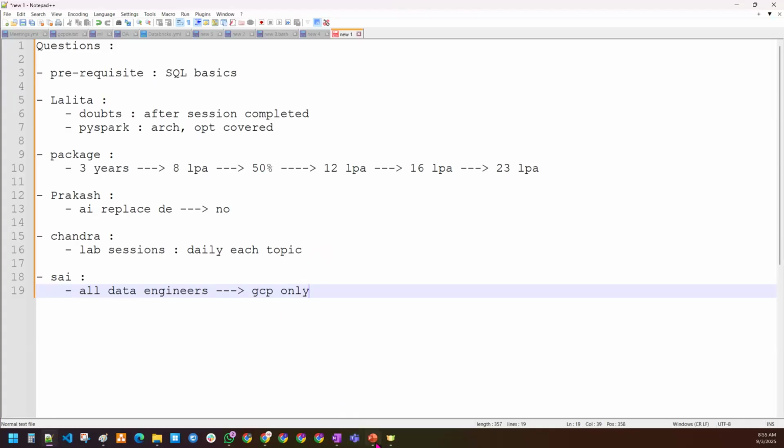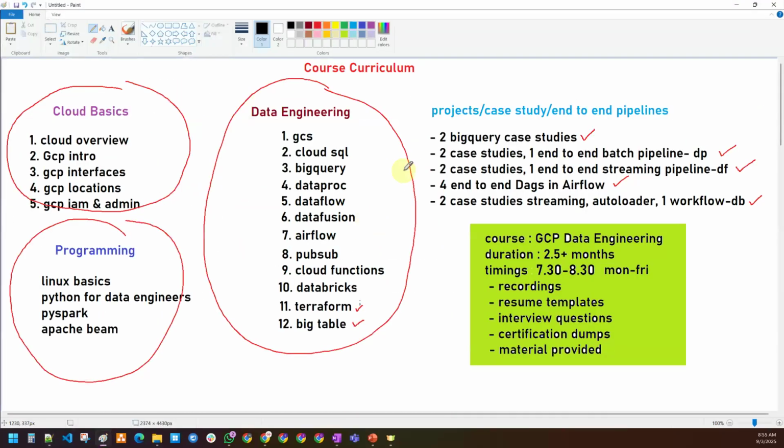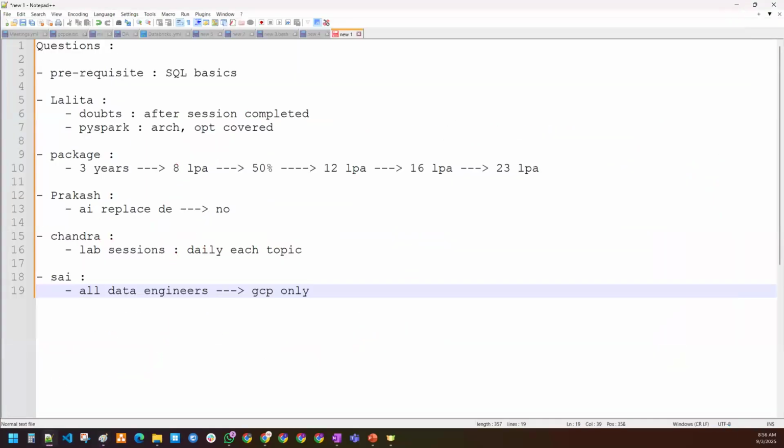All of these things are topics only, right? No, this is cloud basics. See, cloud basics is different. This is data engineering. So cloud basics is to make yourself comfortable on GCP. Once you are comfortable, we go to the advanced topics, like data engineering advanced topics. Yes, Nageshwar, do you have any question?